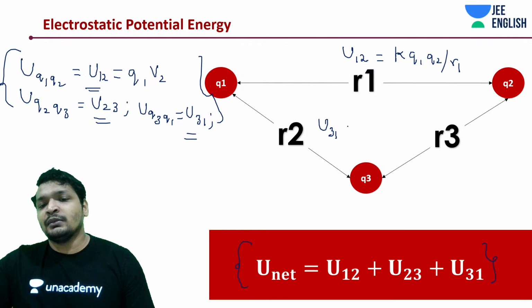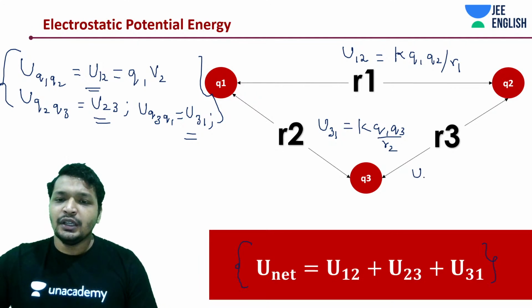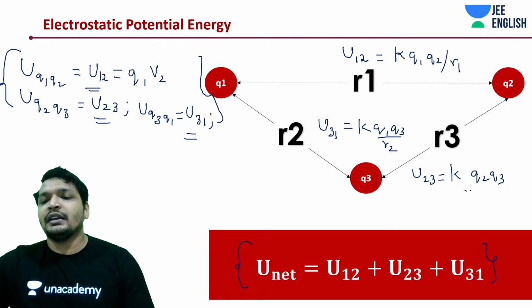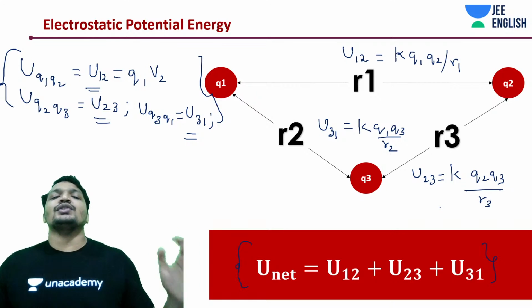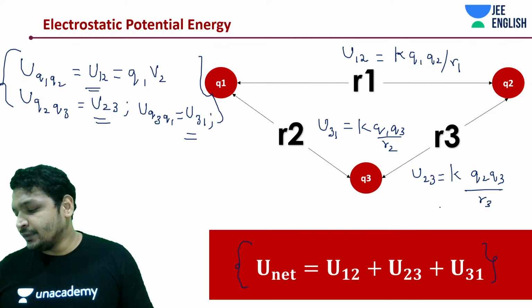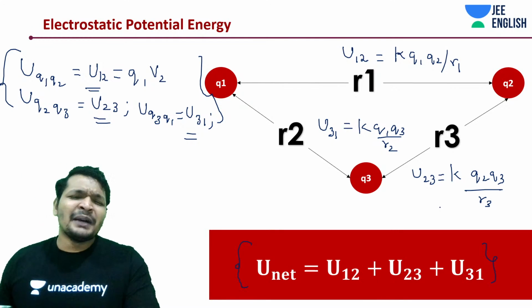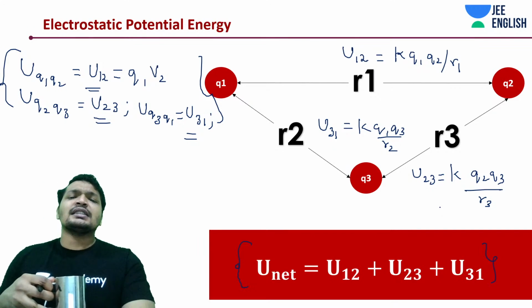And this could be said as U31, which is similarly going to be K into Q1 Q3 divided by R2, and this is going to be U23, which is going to be K into Q2 Q3 divided by R3. You'll add up all those three potential energies and say this is the net electrostatic potential energy of the system. We'll understand this better with the model problems that we have, but the thing is, it's for the system.